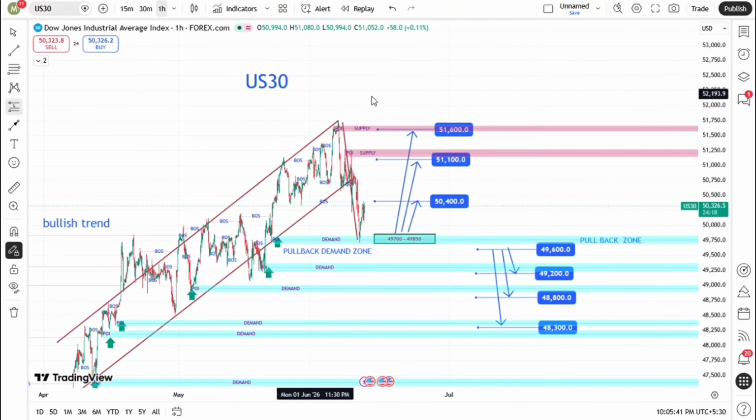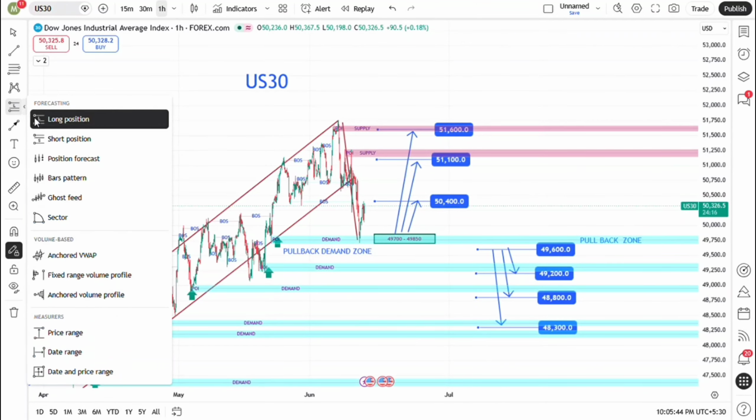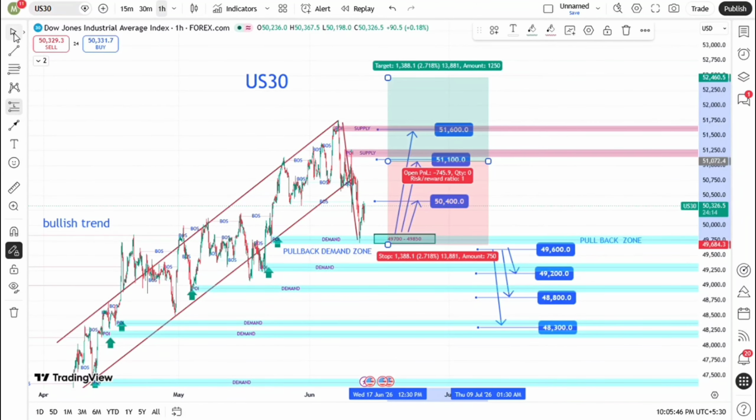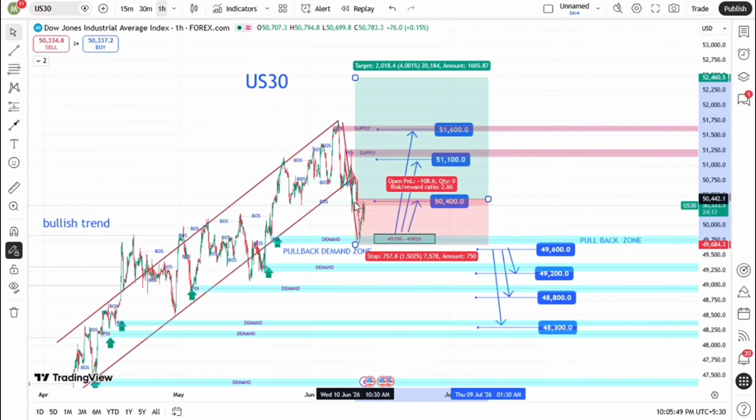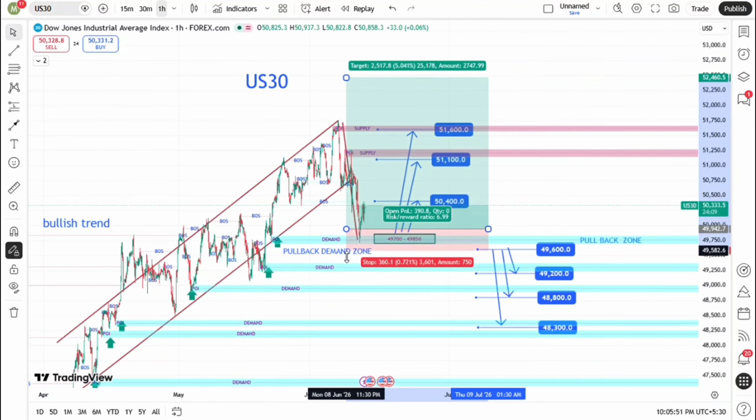This is an educational video, not investment advice. Currently, the asset remains in a highly sensitive zone. Track these key structural zones closely, manage risk properly, and monitor price action for institutional confirmation.